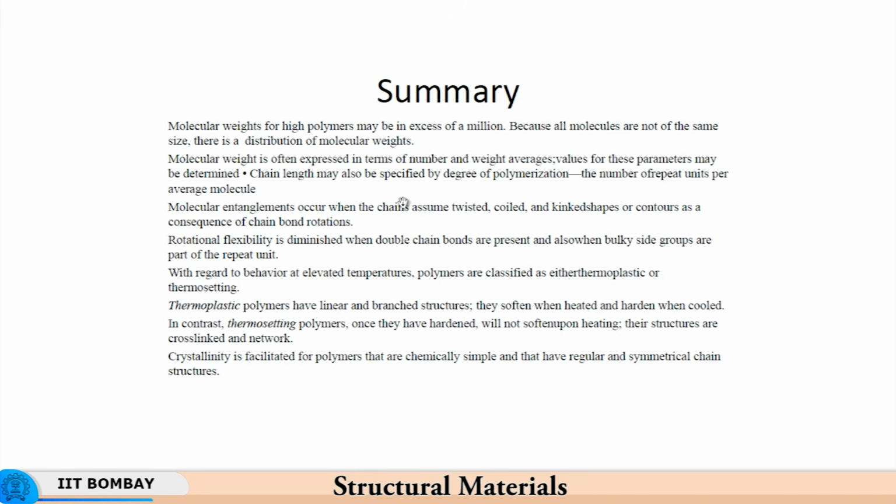We will continue our discussion pertaining to the mechanical behavior in the next class, but we summarize by saying that molecular weights of high polymers may be in excess of 1,000,000, and then the chain length and molecular entanglements are the ones which result in the mechanical behavior. Rotational flexibility, if it is diminished, then the material tends to behave hard. Thermosetting polymers, once they have hardened, will not soften upon heating because they have undergone a chemical reaction. The cross-linking is a permanent change in the chemical nature of the polymer itself, and therefore there is no way that the strain can be retrieved, or that they can soften on heating.